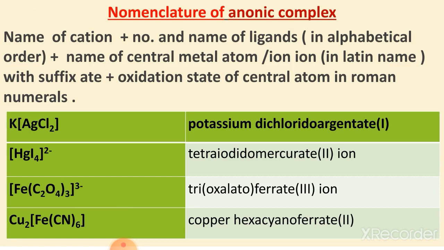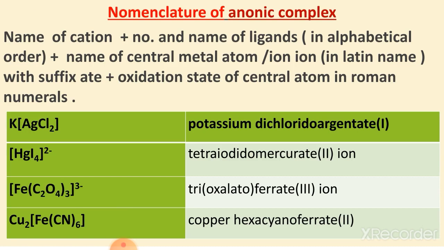So first of all, write the name of the cation. Here the name of the cation is potassium, and then Cl is named as dichlorido, and the name of Ag is argentum, so that's why we write argentate first. Then comes the oxidation number of silver. Now one more example: [HgI4]2-, so this already indicates that this is an anionic complex.